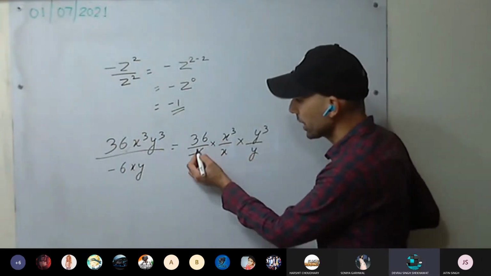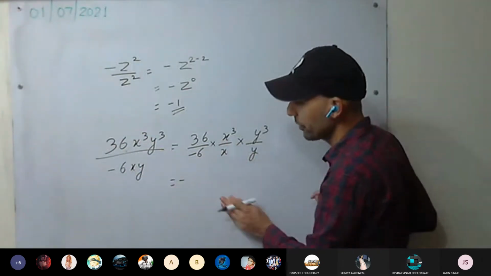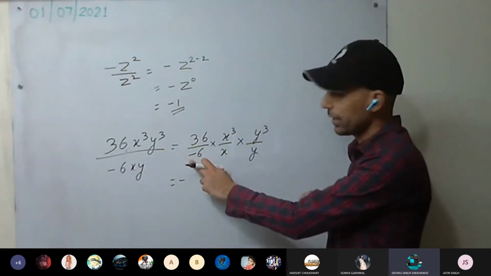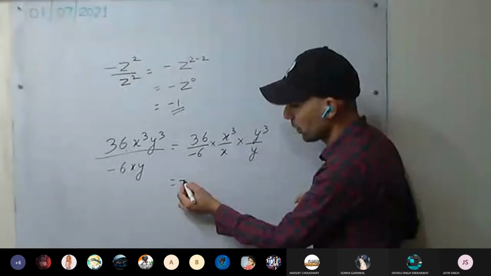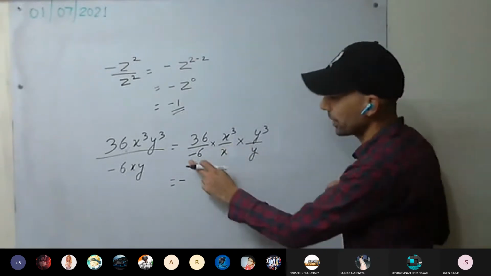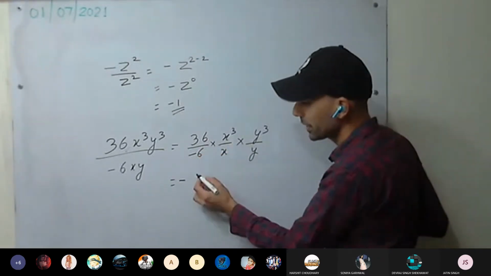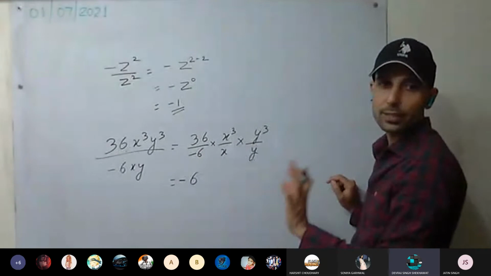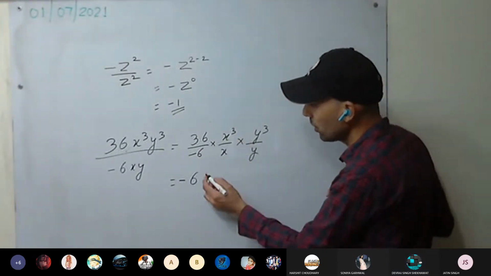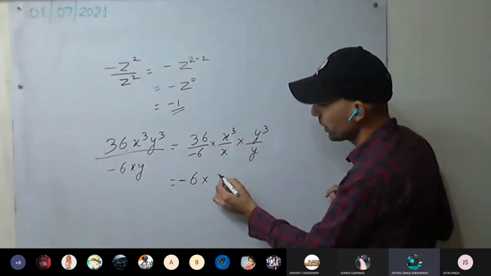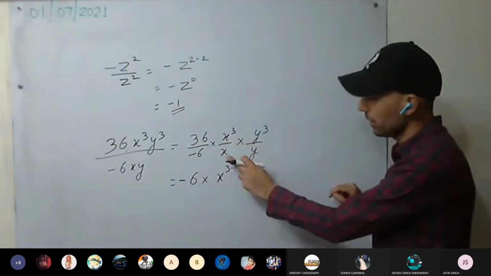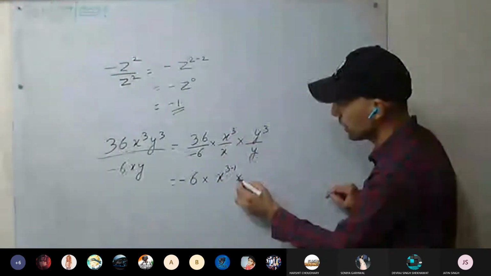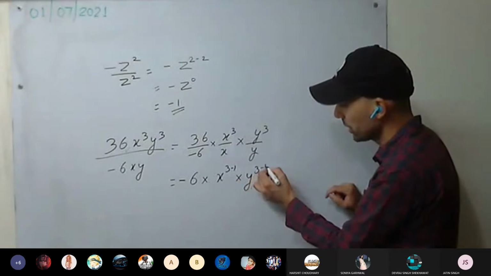Now 36 upon 6. The minus sign will be there. Whether you put minus with the denominator or with the numerator, it's fine. Mainly we put it with the numerator. So the minus sign will be there. 36 divided by 6 is 6, the simple division we used to do. Now x cube upon x will be x raised to power 3 minus 1, because x is in the denominator, into y raised to power 3 minus 1.